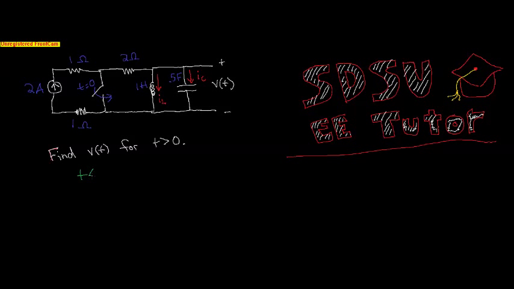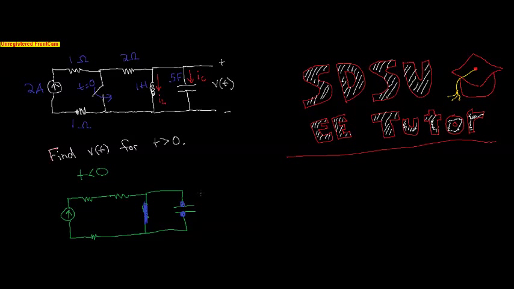So t less than 0, let's redraw the circuit. Current source right there. The switch is initially open, so we don't have to draw that. Inductor here. 1 ohm resistor on the bottom, and the capacitor over here. Right, so this switch has been open for a long time, and because of that we know that the inductor is shorted and the capacitor is opened.